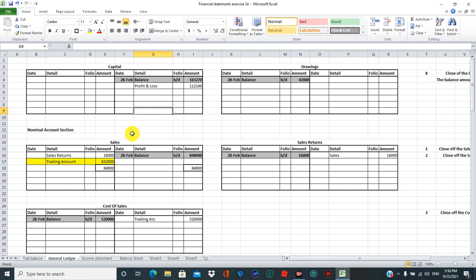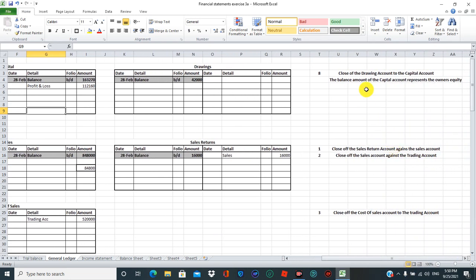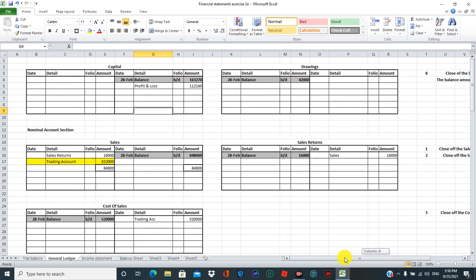So now we've done that. Now we're ready. We've done point 7, and now we're going to do point number 8. Close the drawings account to the capital account, and then we have to balance the capital account, and that will represent the owner's equity. Okay, so let's do that quickly. So we're going drawings, we're closing this off to the capital account. Now because it's a credit value, it moves to the debit side of the capital account. So that's drawings, and that's 42123. Awesome.